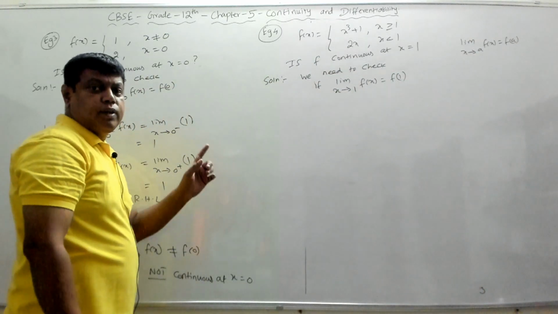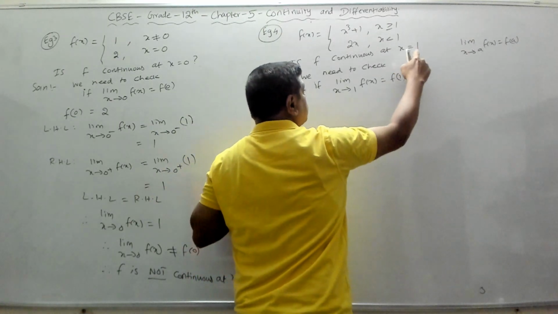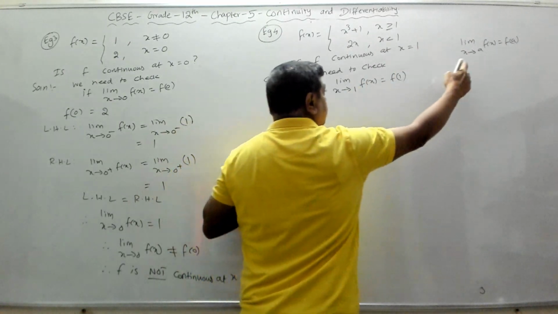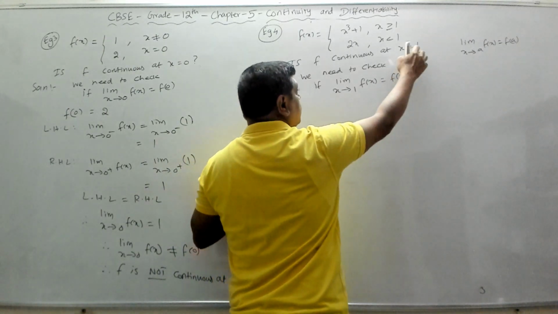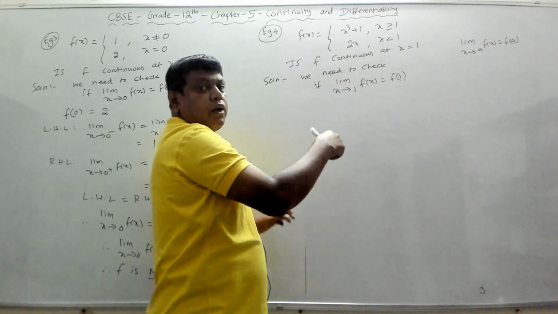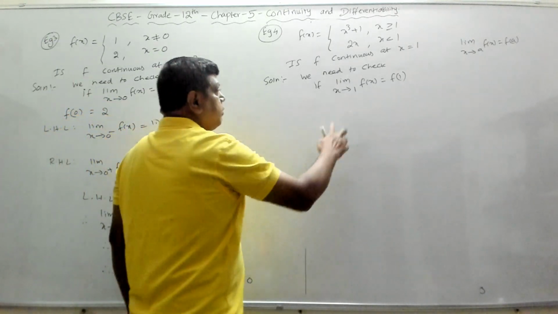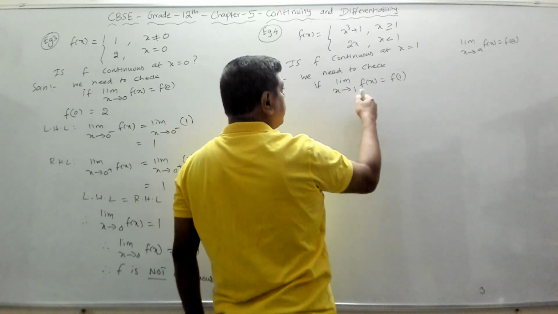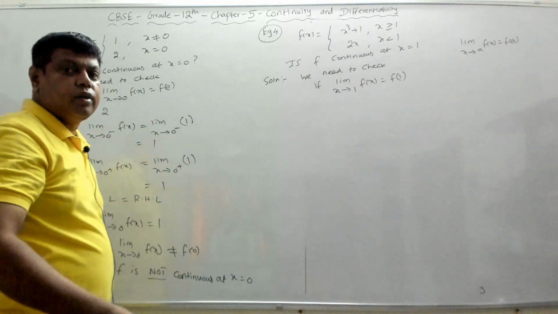If they are equal, then we will say it is continuous at x equal to a. But here a is what? 1. So we should say limit x goes to 1, instead of a we will put 1, f of x equal to f of a. A is 1. We are checking the continuity of the function at what point? That point is a. Now we need to check this. If these two are equal, then we will say it is continuous. If they are not, then it is not continuous, or discontinuous.